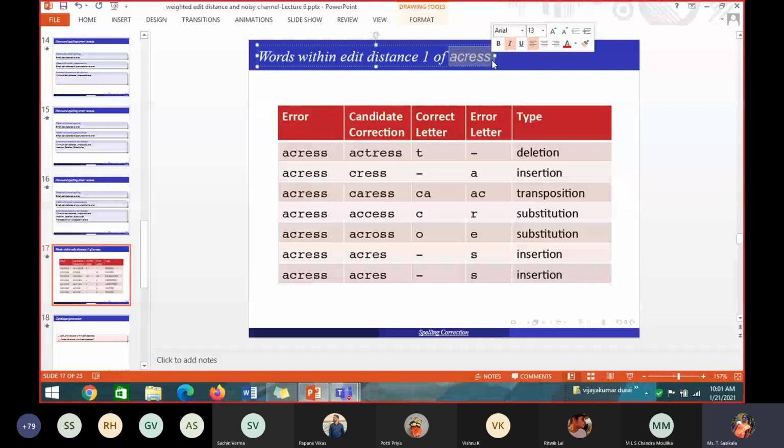Actress. So that is my X. When I checked it in my dictionary, there is no word called "acress", so that is taken as an error word. Okay, so that is taken as an error word.